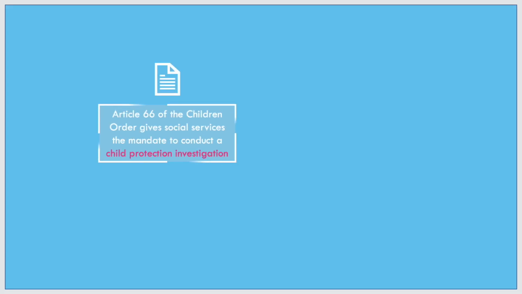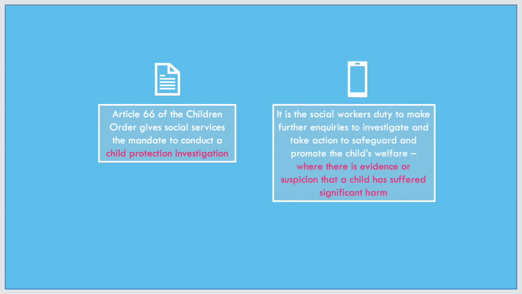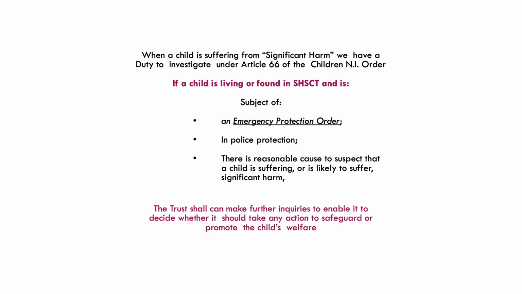Article 66 of the Children's Order gives social services the mandate to conduct a child protection investigation. It is the social worker's duty to make further inquiries to investigate and take action to safeguard and promote the child's welfare, where there is evidence or suspicion that a child has suffered significant harm. Deciding what constitutes significant harm demands careful application of professional judgment along with consideration of the available evidence, concerns and matters relating to the individual child or children and family.